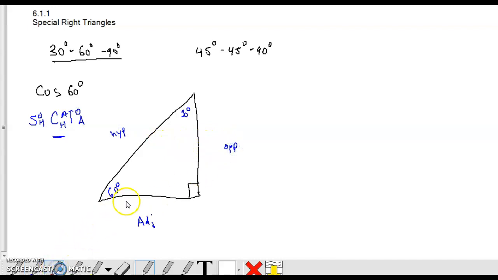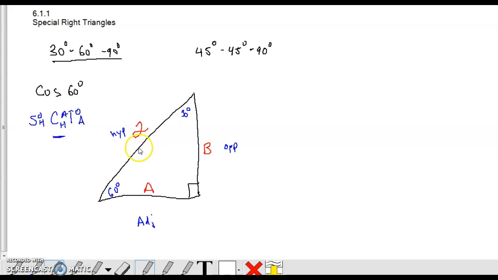Okay, so let's go ahead and make an arbitrary letter for adjacent. We're going to call this side A, and let's call this side B. And for hypotenuse, let's give this an actual number. Let's say that it's 2. Okay, it could be any number that we can think of.